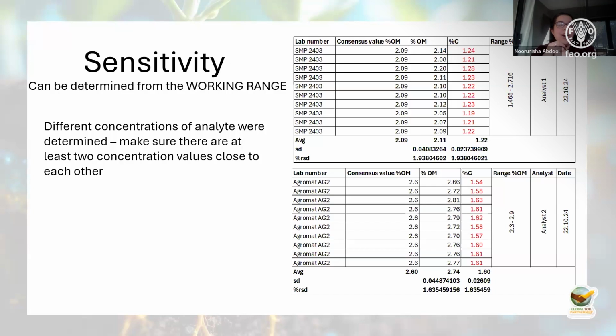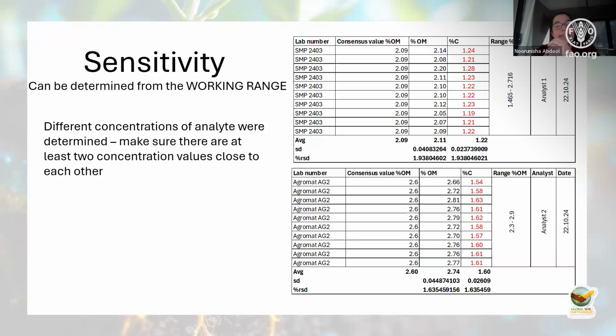For sensitivity, we are going to change the concentration slightly. So I'm not going to look necessarily at a concentration of, in this example, 2% organic matter, and then see if the method is sensitive by going to 10% organic matter. We need to have them as close as possible.